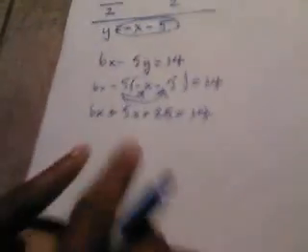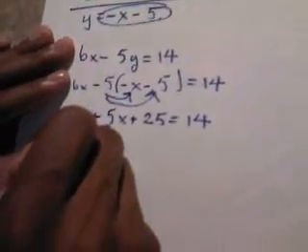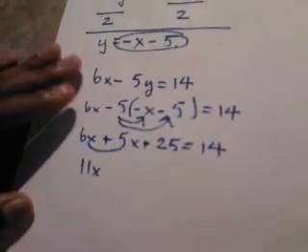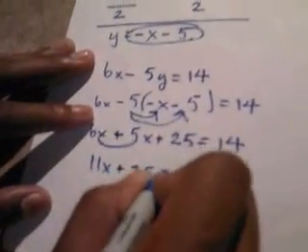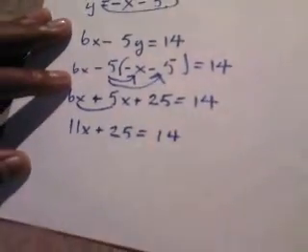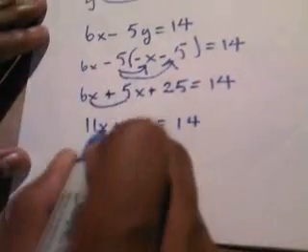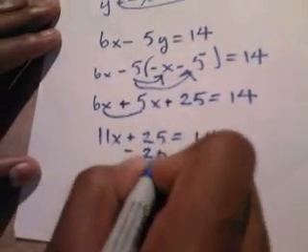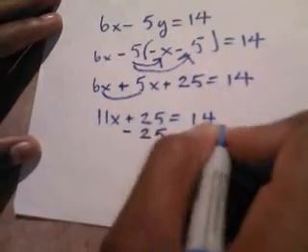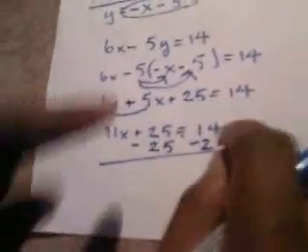Now this is where you want to group like terms. 6x and 5x are like terms, so you can add them together, which will equal 11x, because 6 plus 5 is 11. So now you have 11x plus 25 equals 14. Okay? And what you want to do is get this 25 over to the other side. To do that, you subtract 25 on both sides of the equal sign. That's what I mean when I say on both sides.